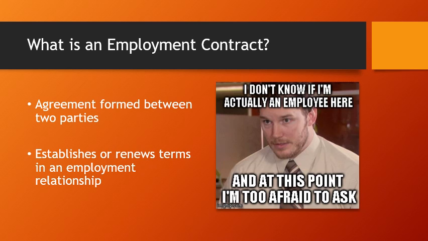Okay, so what is an employment contract? An employment contract is an agreement that is formed between two parties, the employer and the employee, that establishes or renews the terms of the employment relationship. Most often it is a written contract, however, it can also be verbal or implied.